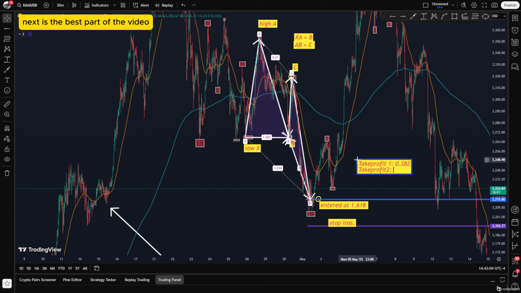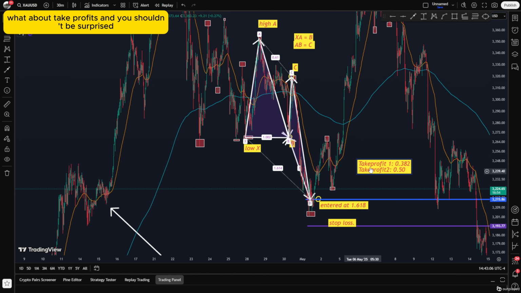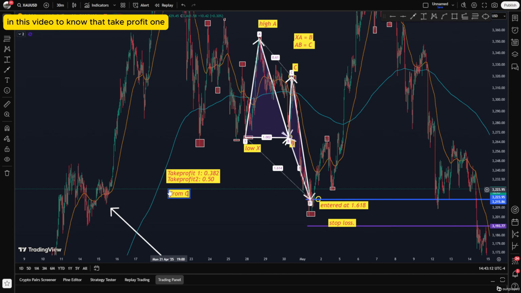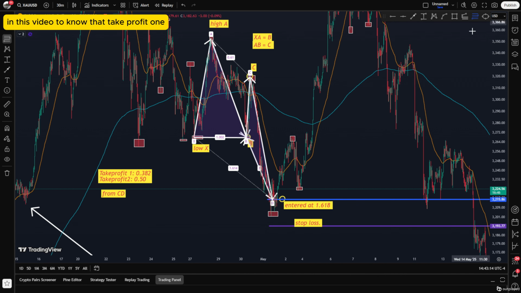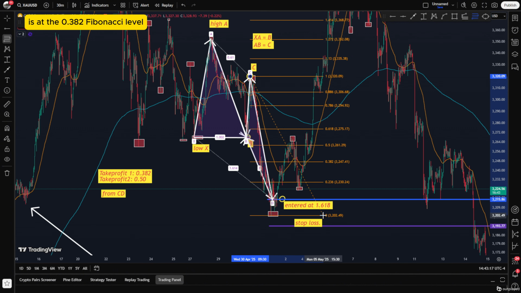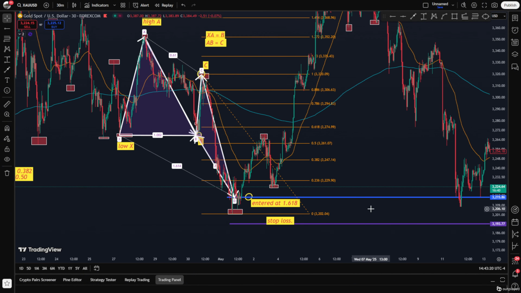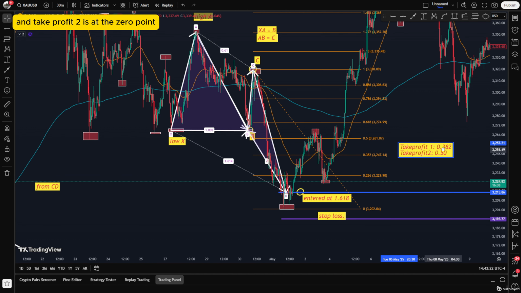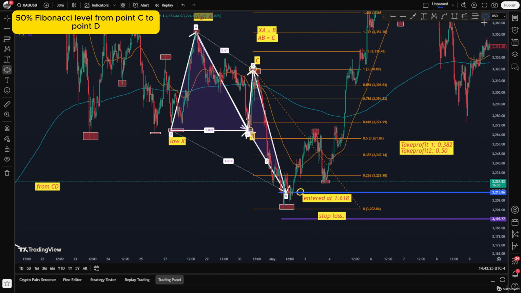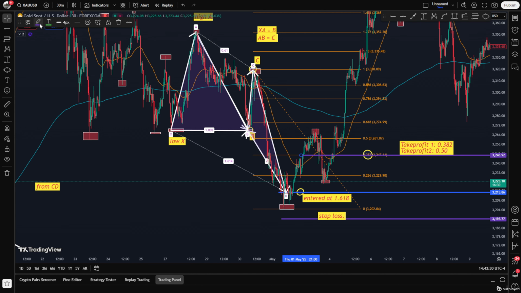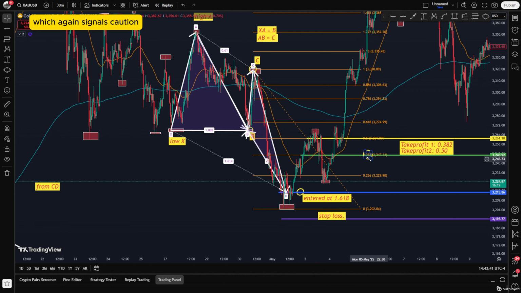Next is the best part of the video. What about take profits? And you shouldn't be surprised in this video to know that take profit 1 is at the 0.382 Fibonacci level, and take profit 2 is at the 0.50 Fibonacci level from point C to point D. So the green line is TP1 and the yellow line is my TP2, which again signals caution.